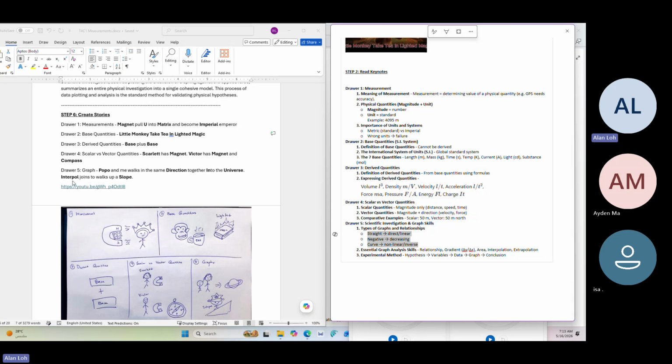Then Interpol joins Popo and you and walk up the slope. Interpol is to represent interpolation. So there's also another skill that you can interpolate or extrapolate. I think you already read what interpolate and extrapolate are just now. So this helps you remember interpolation and extrapolation. Once you remember interpol, I hope you will relate it to extrapolation. Walks up the slope. Slope is gradient, right? Slope is gradient. Okay. So now let's watch the video quickly.